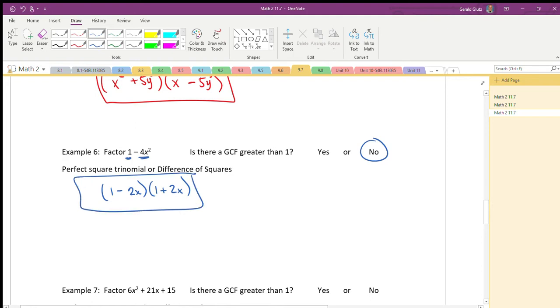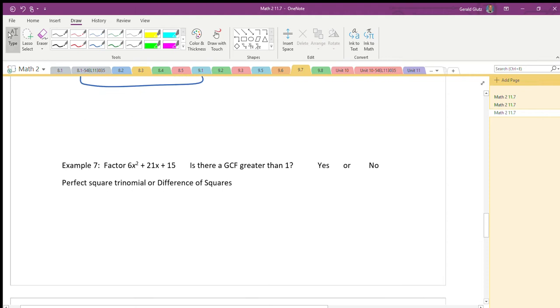So basically, when we have a difference of squares, what we're looking for, if we have two terms that are being separated by a subtraction sign, can we take the square root of the first term and the square root of the second term? If we can, it's a difference of squares, and you write the first square root in the first slot, the second square root in the second slot, separated by a minus and a plus.